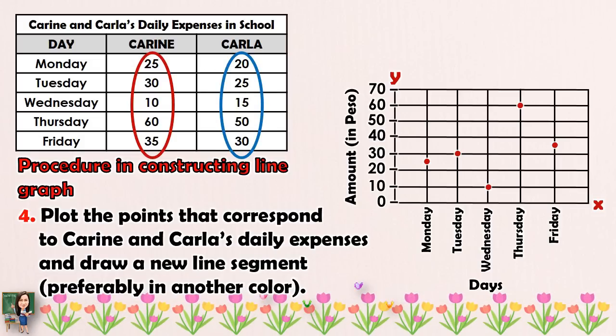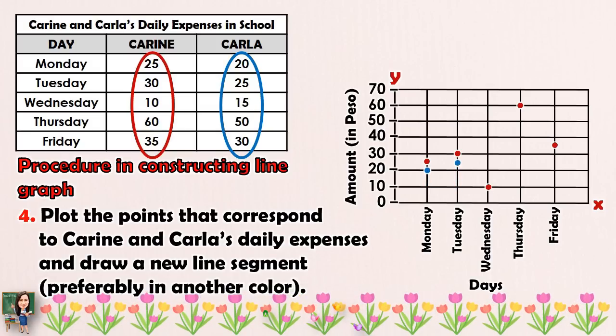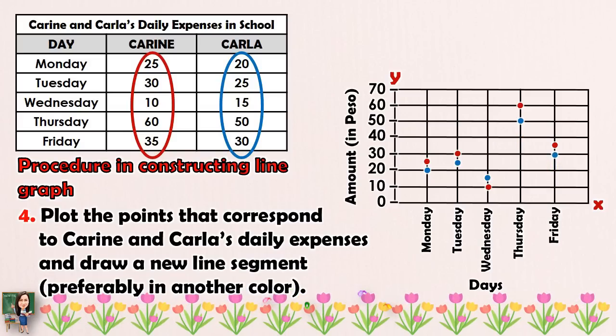Monday, expenses of Carla is 20 pesos. Tuesday, 25 pesos. Wednesday, 15 pesos. Thursday, 50 pesos. And Friday, 30 pesos.